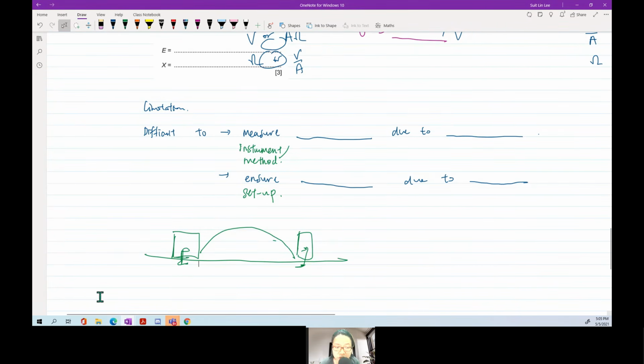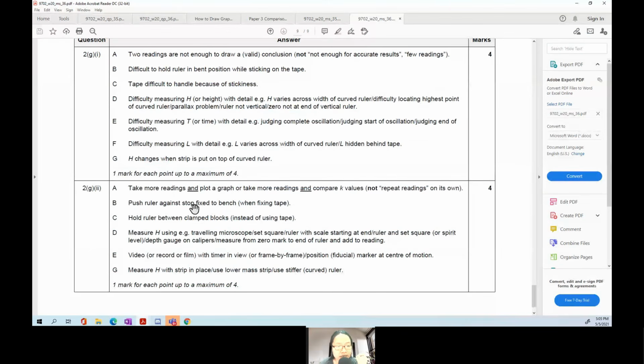Okay? You have a block, you clamp it to a table. You have another block, you clamp it to a table. And then in between, you bend the plastic ruler. This is actually a piece of plastic ruler and you put it inside. Then you can change the position of the block by adjusting the G-clamp. This is what they mean.